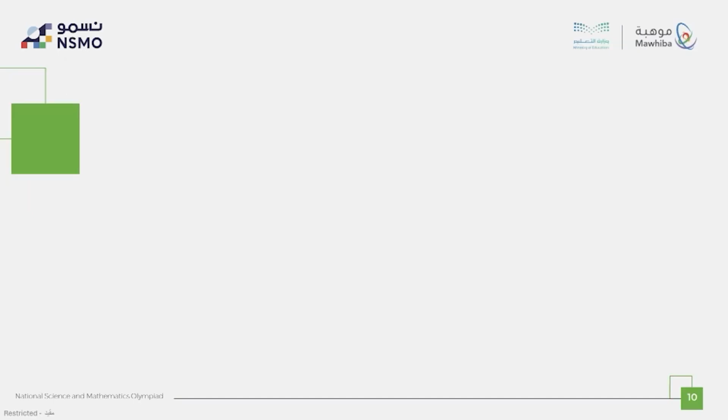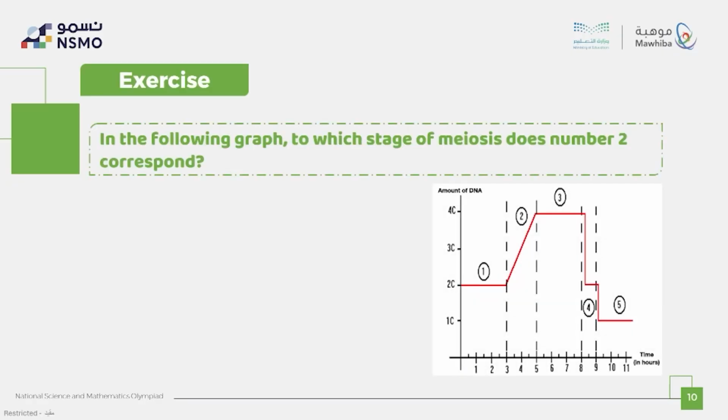Let's examine ourselves to see if we are understanding meiosis well with this exercise. In the following graph, to which stage of meiosis does number 2 correspond? Before we go through the options, let's illustrate this figure. The horizontal axis shows the time, while the vertical axis represents the amount of DNA in the cell. At point 1, the DNA level is constant, indicating the cell is before replication.